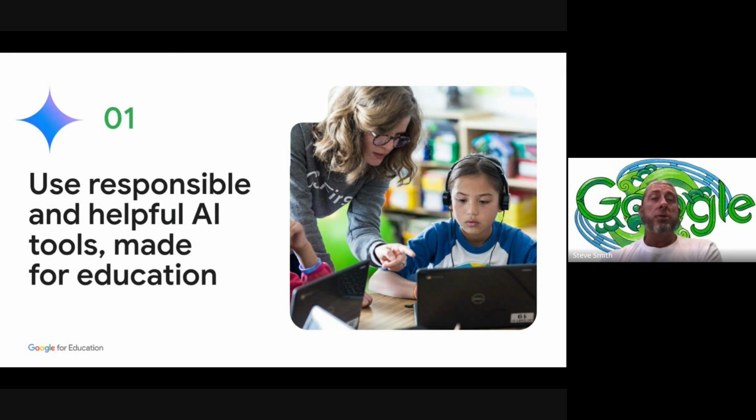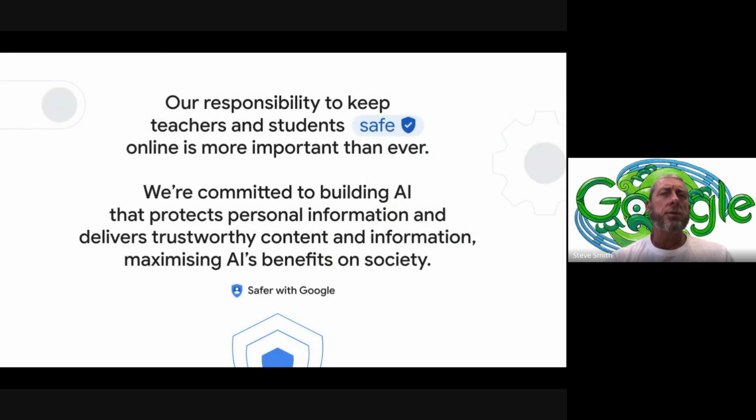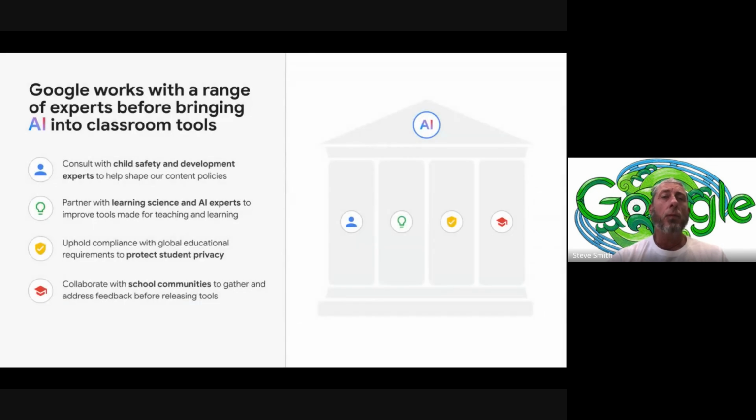So we'll begin with our responsible and helpful AI tools that are made for education. Digital safety remains our key priority, and this applies to all of our new AI tools. We're committed to advancing AI with safety at the core, using AI-enabled techniques and tools that we test and monitor for threats in our system. The big thing here is we're building transparency and safety into our products so that every day you're safer with Google.